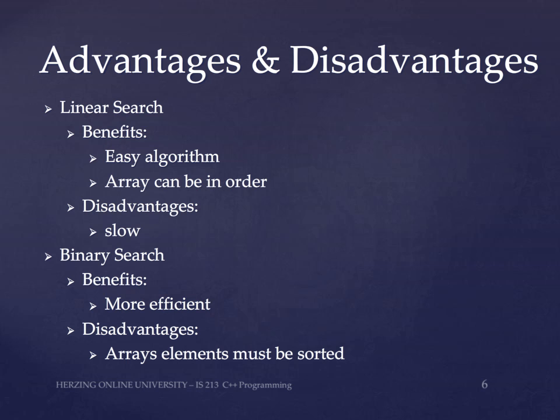Binary search trade-offs: the benefit is that it is much more efficient than linear search. For example, for an array of n elements, it performs at most log2(n) comparisons. The disadvantage is that it requires that the array elements be sorted.